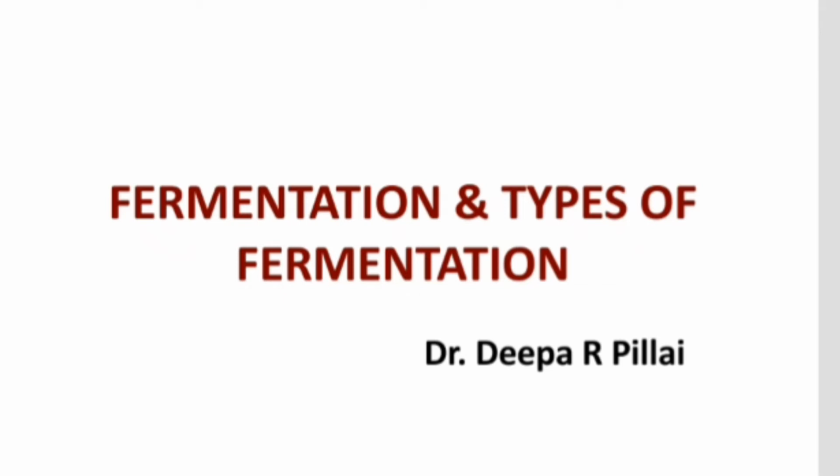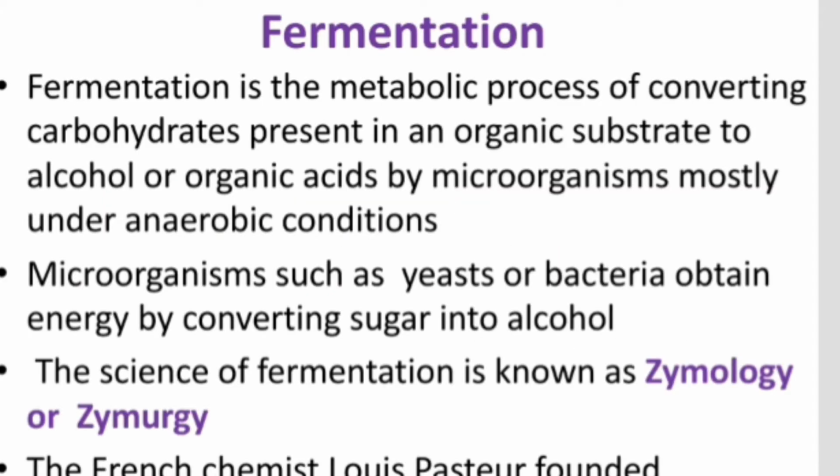Good morning, dear students. Today we are starting a new module and our topic is fermentation and types of fermentation. Fermentation is a metabolic process that takes place in microorganisms, during which they convert the carbohydrate present in a suitable substrate into compounds like alcohol, acid, etc. This process is mainly carried out by heterotrophic microorganisms like yeast, bacteria, etc. under anaerobic condition. And the science of fermentation is otherwise known as zymology.